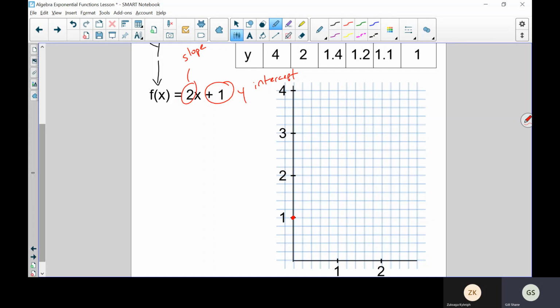Here's my first point. For my next point, that's when we did the whole rise over run thing. We changed the slope to a fraction. And this is all review, so I'm going quickly. So my run is positive 1. And then my rise is positive 2. So there's my second point, right there.